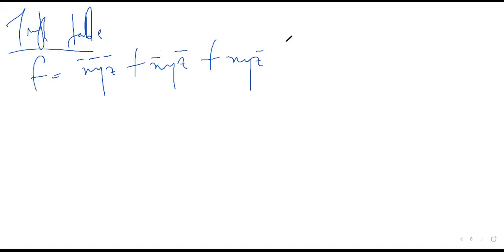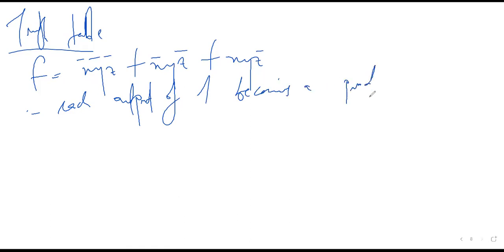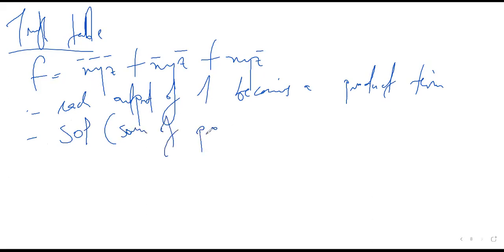Let me start with explaining this point. Each output of 1 becomes a product term. Step number 1, how do you come up with the truth table from the function with that expression? Step 2, the expression will then be in terms of sum of products. What do we mean? How do you identify that the expression is in the form of sum of products? We have one, sum. This is the sum part. We have two, products. This is the products part.